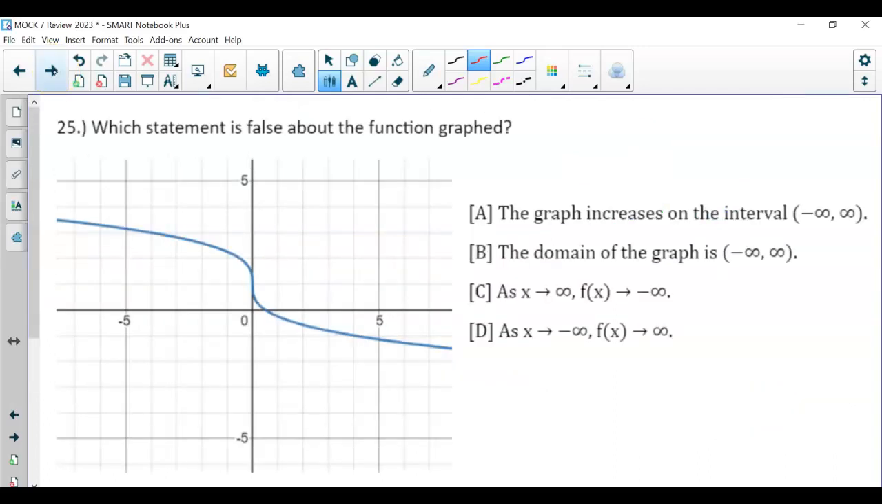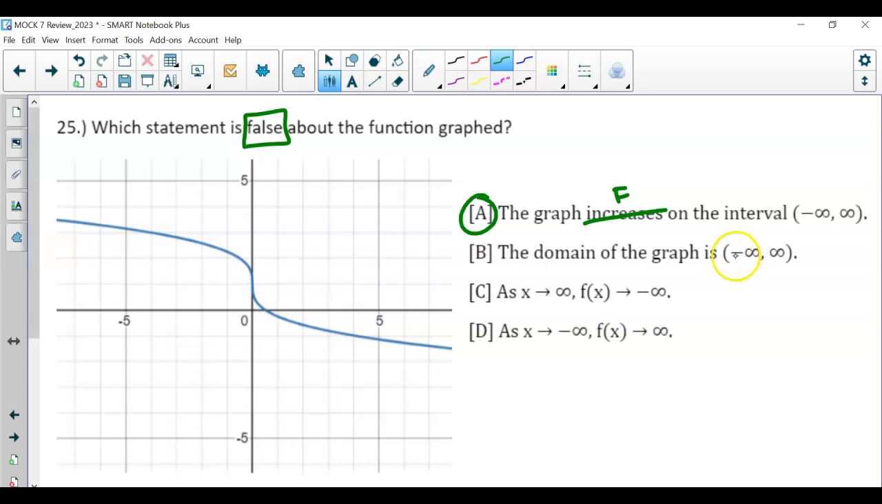And then question 25, notice we're going to read and we're looking for which statement is false. So here, let's check A, if the graph is increasing over that interval. Notice, read it left to right. What direction is the graph going? Down. So we are not increasing, we are decreasing. So this statement is false. Let's check to make sure that the answer is A and that the rest of these are true.